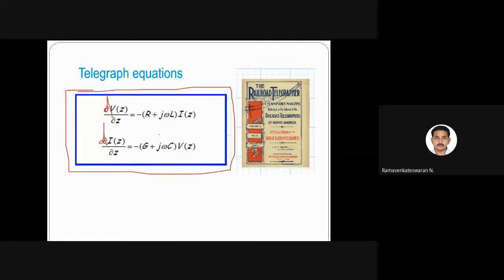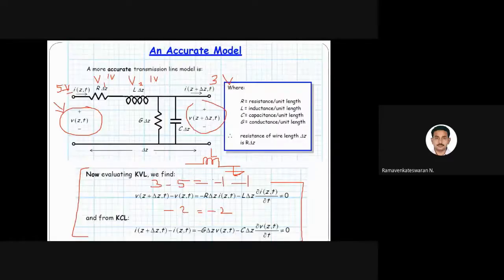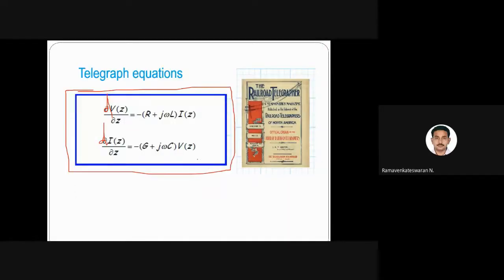Minus (R plus j omega L) I of z, (G plus j omega C) V of z. How to get it from this to this, I will show in the next class. Okay, so see you then, take care, and all the best.